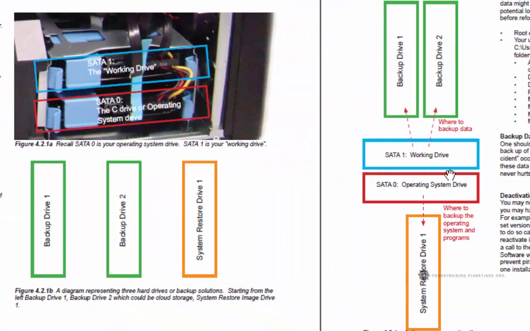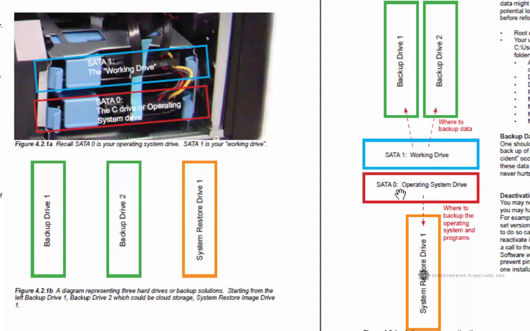Over here I have another diagram illustrating exactly what I just talked about, but more diagrammatically. Here we have SATA 0, which is our red box, called the operating system drive. And we have SATA 1, which is our working drive. Then I have my two backup drives sitting right above it. This is where I would back up my working data to these two drives.